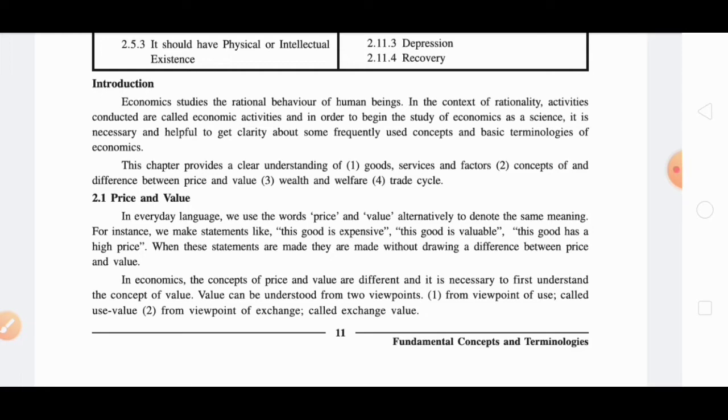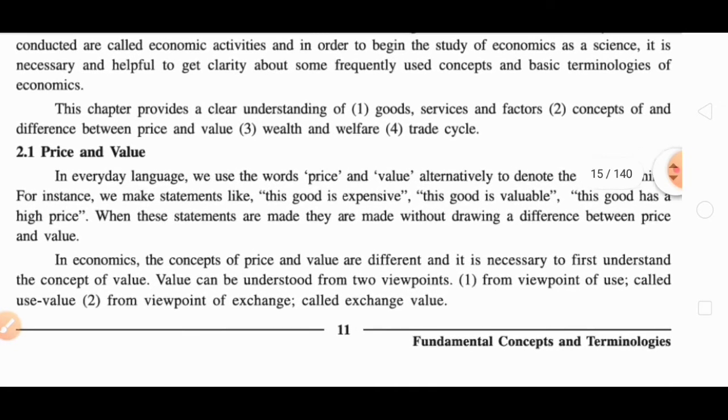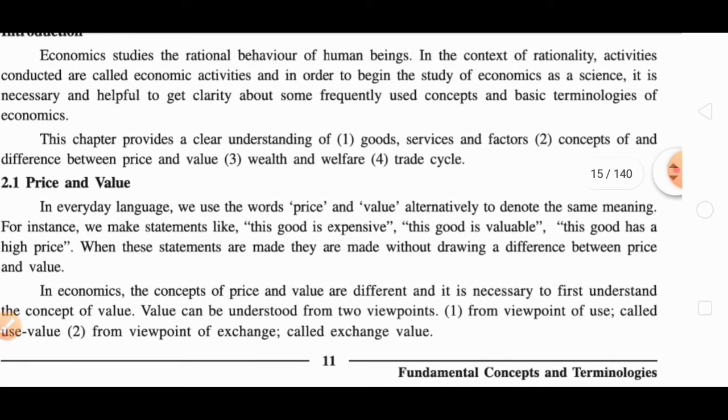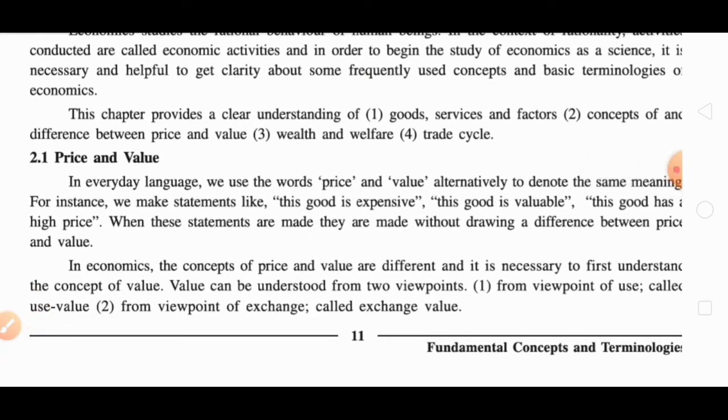Second paragraph. This chapter provides a clear understanding of goods, services, and factors. As we are using these terms simultaneously or in place of one another, first of all we have to be clear in our mind regarding the concept of goods, services, and factors. Factors means the factors of production, while the second one is the concept of and difference between price and value, which will be our today's topic.